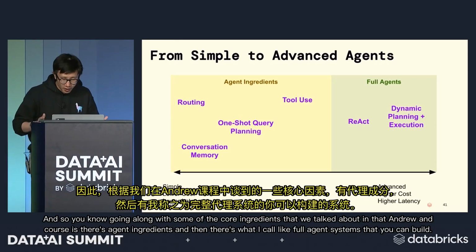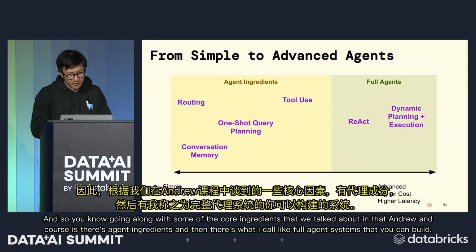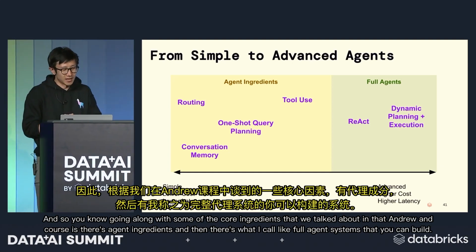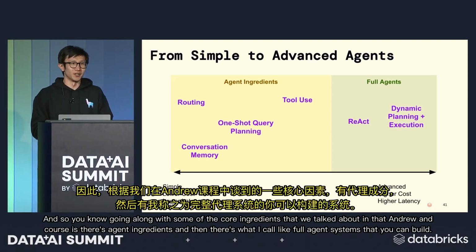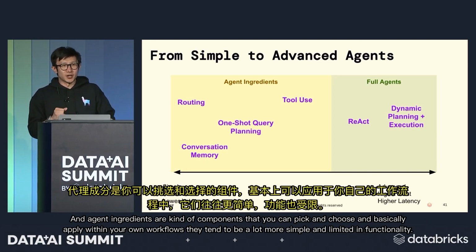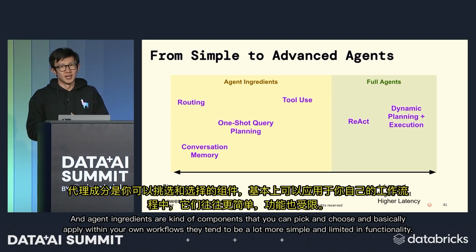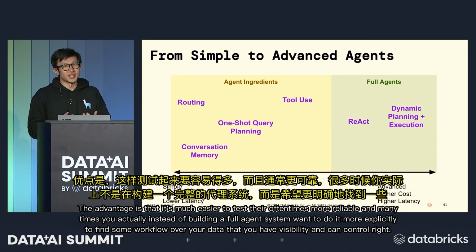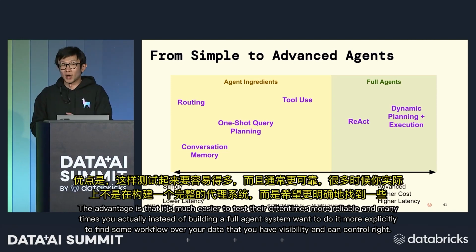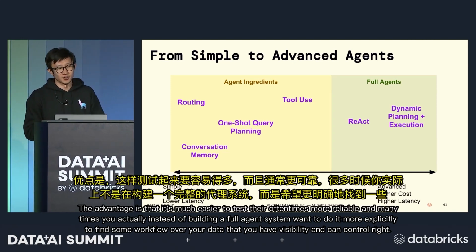And so, going along with some of the core ingredients that we talked about in that Andrew Ng course, there are agent ingredients, and then there's what I call full agentic systems that you can build. Agent ingredients are components that you can pick and choose and apply within your own workflows. They tend to be a lot more simple and limited in functionality. The advantage is that they're much easier to test. They're oftentimes more reliable. And many times, instead of building a full agent system, you want to more explicitly define some workflow over your data that you have visibility into and can control, right?